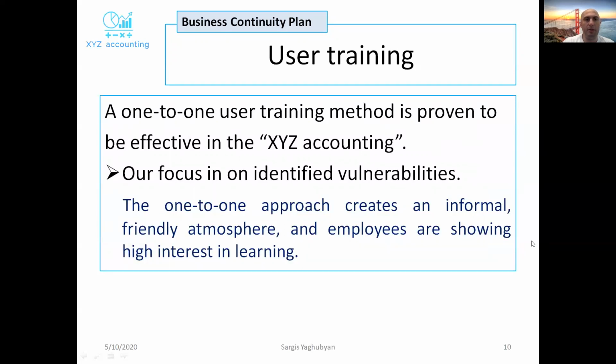In our sessions, we use a one-to-one user training method, which has proven to be effective in our company. It is a kind of informal approach, but in a friendly atmosphere, and our employees are showing high interest in learning and following procedures.